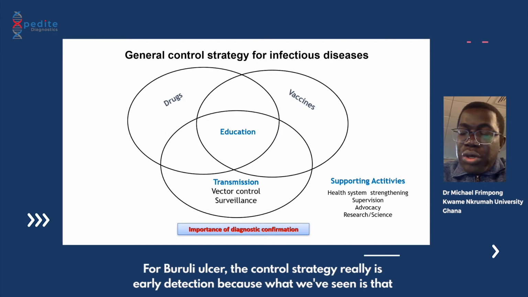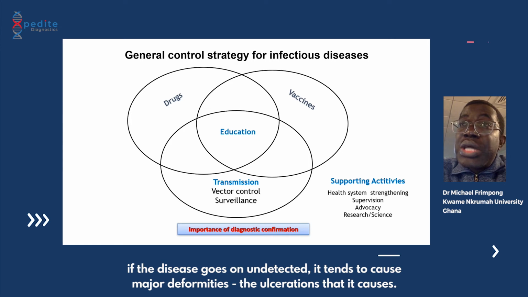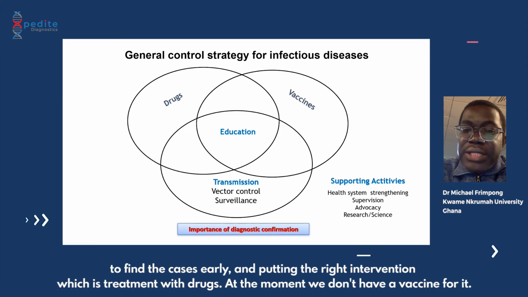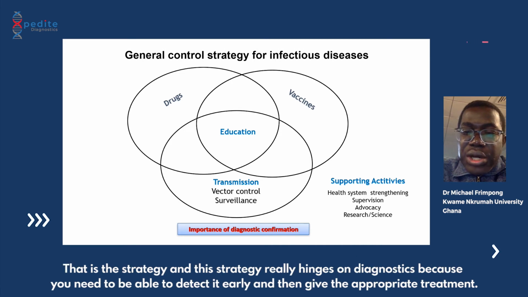So for Buruli ulcer, the control strategy really is for early detection, because what we've seen is that if the disease goes on undetected, it tends to cause major deformities because of the ulcerations that it causes. So most of the strategy for control, because we don't know the mode of transmission, is go onto the field, educate, try to find the cases early, and put in the right intervention, which is treatment with drugs. At the moment, we don't have a vaccine for it. So that is the strategy.